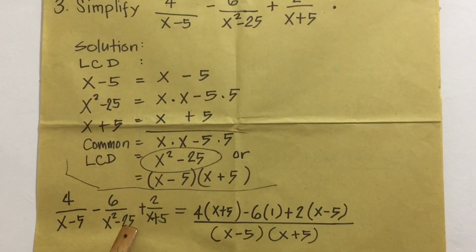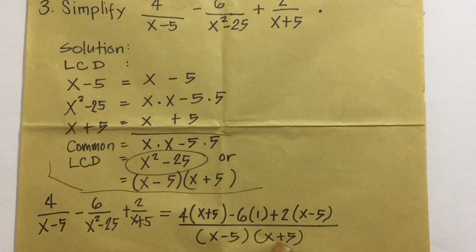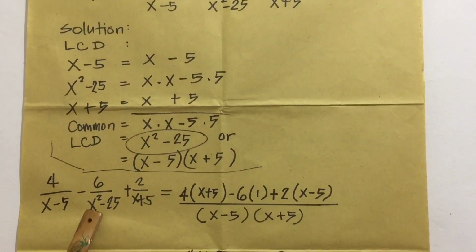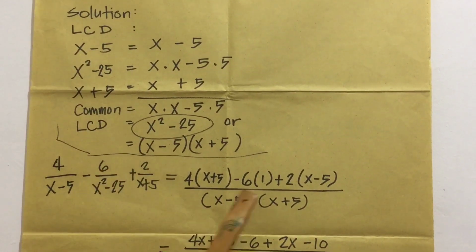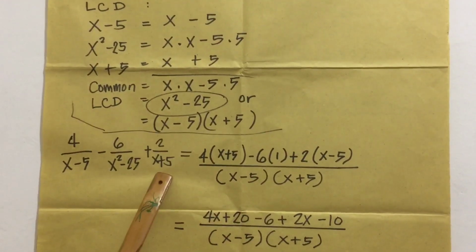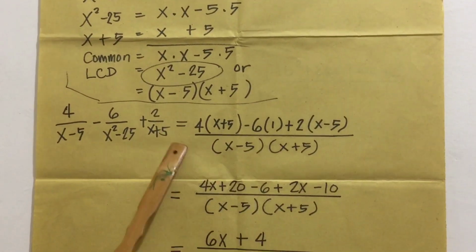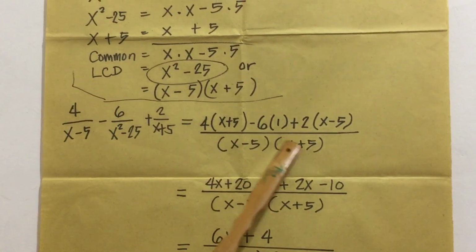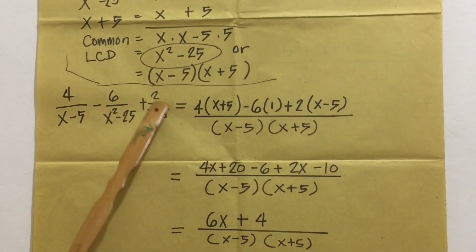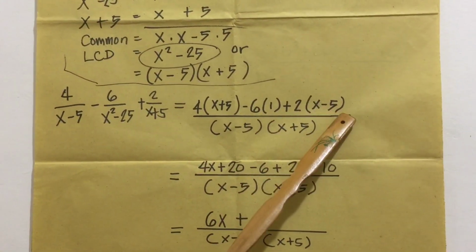And x squared negative 25, we know that the factor here is the same with the denominator, so the equivalent of this is 1 if we're going to divide. Then multiply, so 6, that's why we have negative 6 times 1. Then the next is the third rational. We have x negative 5, x plus 5 divided by x plus 5. Cancel this x plus 5, the remaining is x negative 5. Then multiply to the numerator, we have positive 2 times x negative 5.